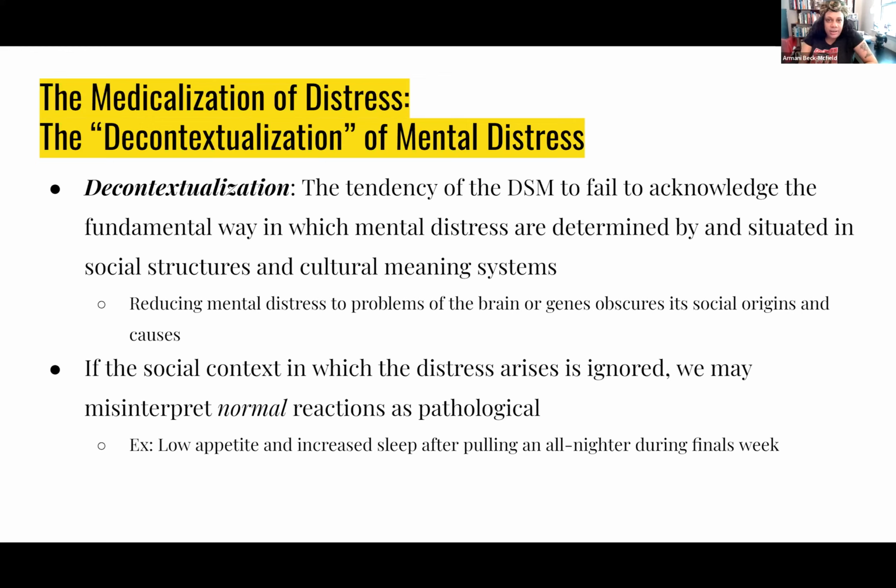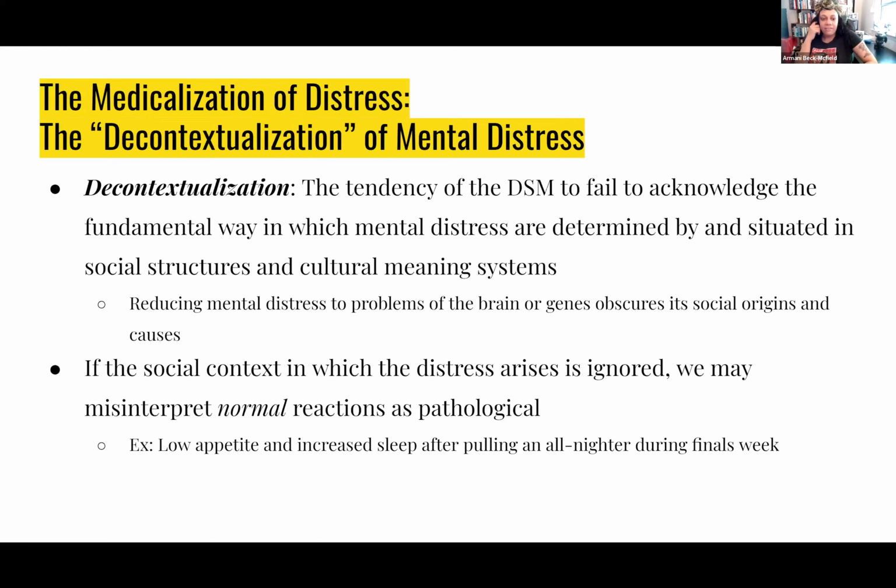Well, that doesn't take into account the fact that men do experience body image issues, but they're not really allowed and encouraged to talk about them. Men don't self-report having anorexia because it's stigmatized for men to express this. And so if we only look at brain chemistry and genes, we can ignore the social pressures, norms and expectations that impact us. If we ignore the social context, we can misinterpret normal reactions as pathological.